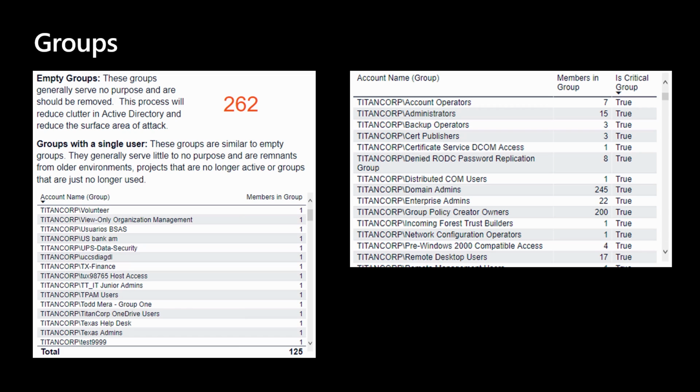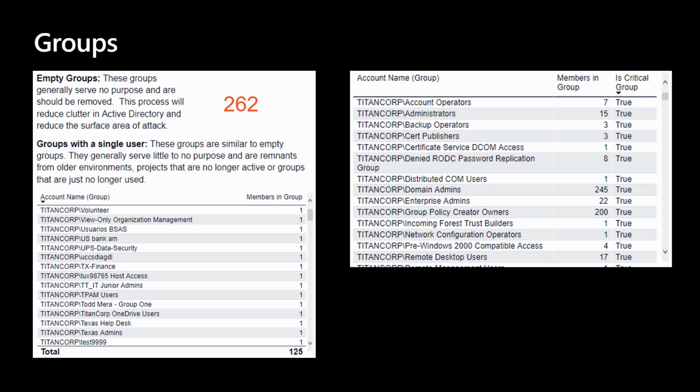All right, let's talk about groups. In all the environments that we go into, we find a huge amount of empty groups. Usually this is upwards of 1,000 empty groups in their environment. Now, this is a problem because this opens up the surface area of attack. Think about, what do these groups have permissions to?